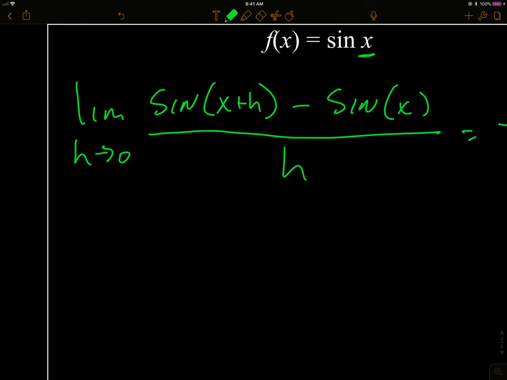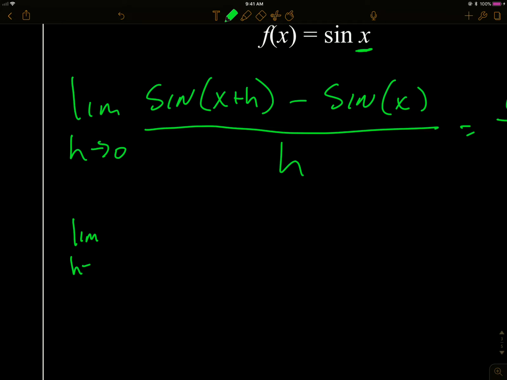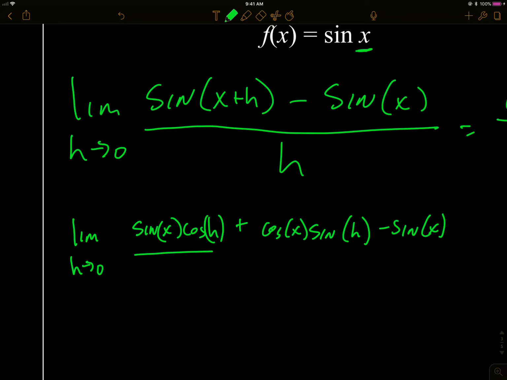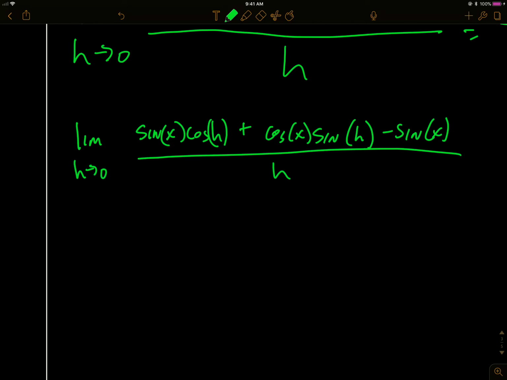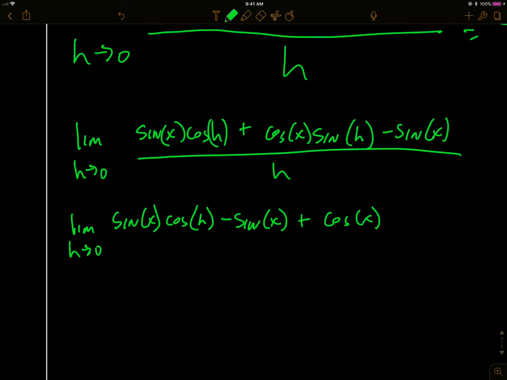So if we rewrite sine of x plus h using that identity, we're going to get sine of x times cosine of h plus cosine of x times sine of h. And then we have our minus sine of x, all over h. Now what we're going to do is reorganize our terms up top. So we've got sine of x cosine of h minus sine of x plus cosine of x sine of h, all over h.